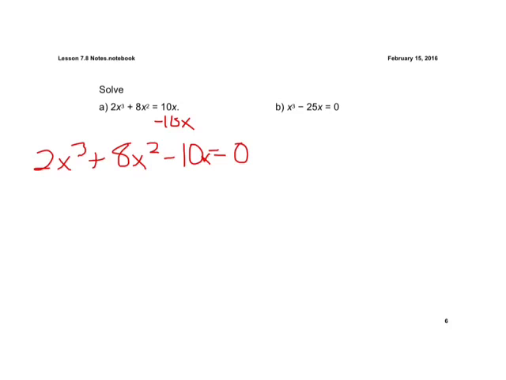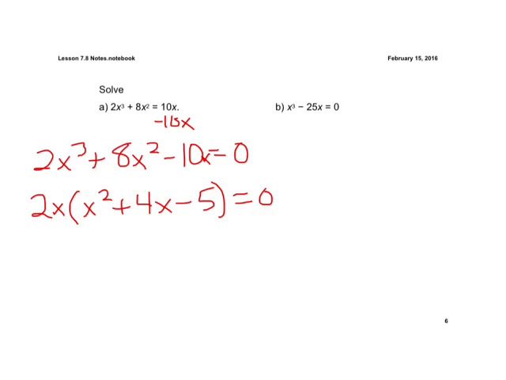Now we look to factor. Can we factor anything out of 2x to the third plus 8x squared minus 10x? We know a 2 goes into each of those. And each term has an x, so let's go ahead and factor out a 2x. Okay, what that leaves us with is an x squared plus 4x minus 5 equals 0. Don't forget that equals 0.